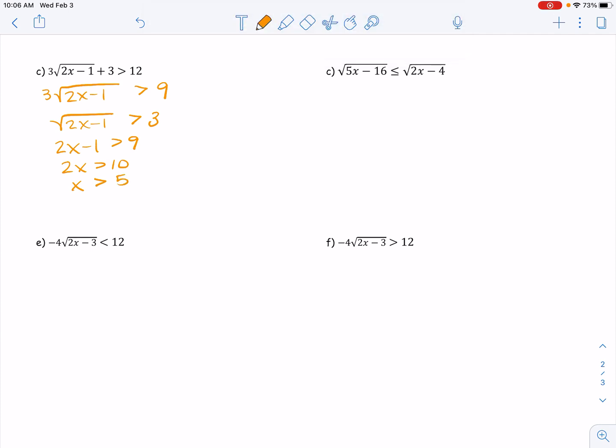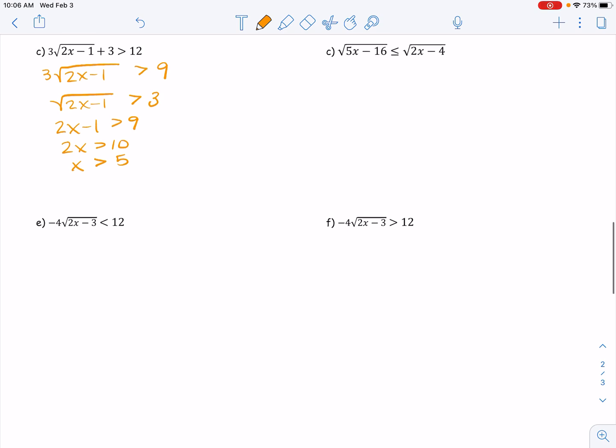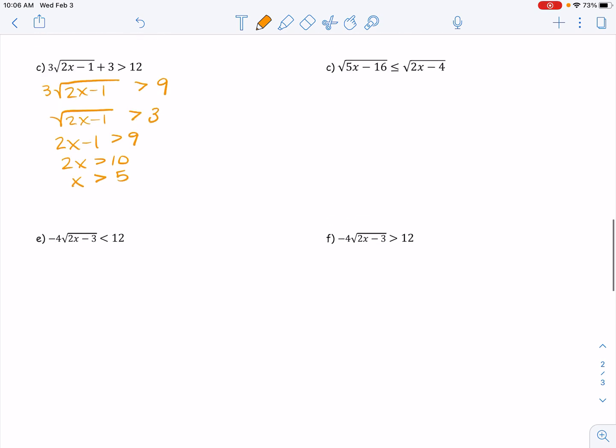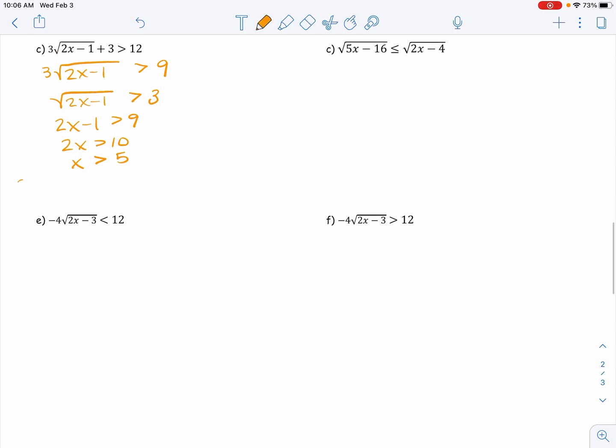Okay, so then I need to double check. Well, did I have an even root? I did. So what's underneath that even root has to be greater than or equal to 0. So then I also need to say that 2x minus 1 has to be greater than or equal to 0. So then I say, well, then that's 2x is greater than or equal to 1. So x is greater than or equal to 1/2. So I need to make sure that my final answer is true for both of those things.